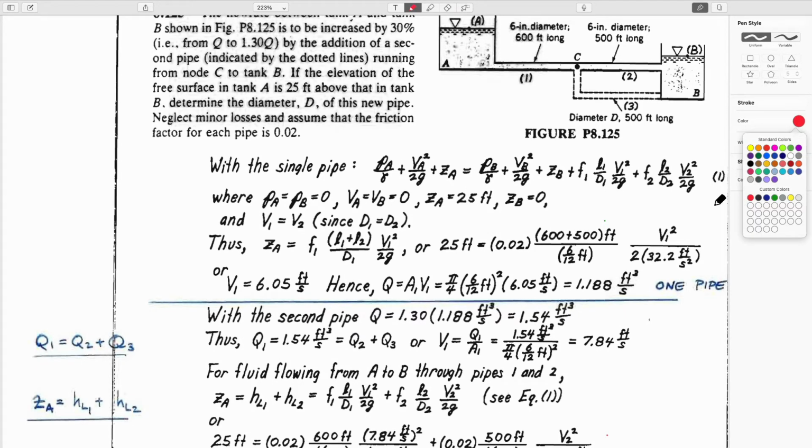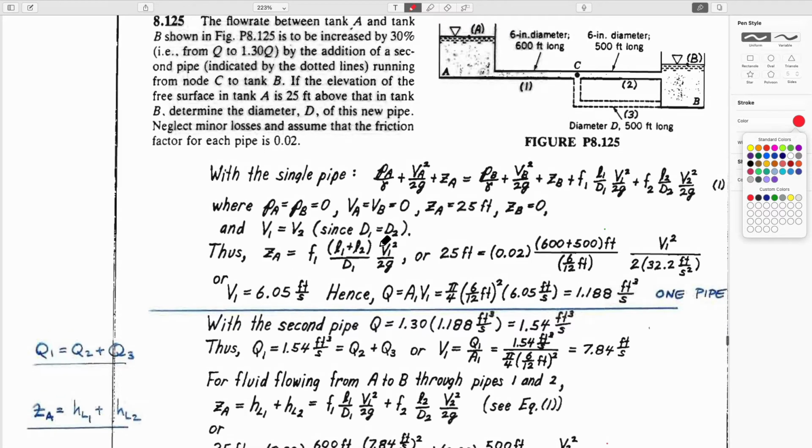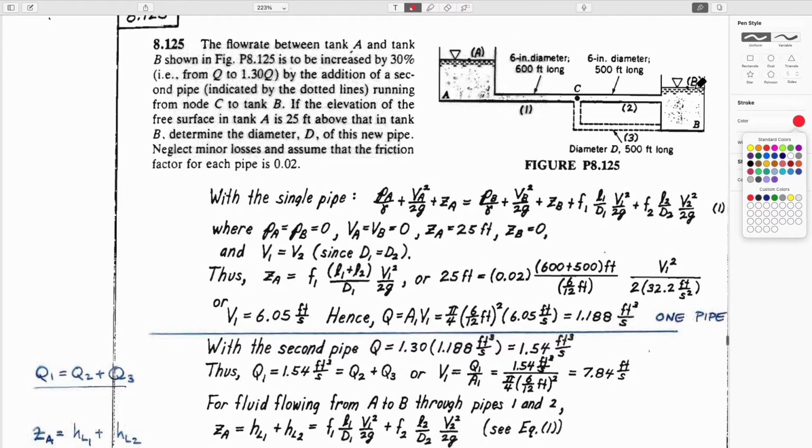I guess it's on the screen, right? And so this is a question that's asking if you have flow from tank A to tank B. Initially you have only this single conduit, a single pipe in the system, and you get a certain flow rate. If you want to boost the flow rate from A to B by 30%, in other words, change Q to be Q times 1.3 by putting in another pipe, this pipe here, how big does this pipe have to be to do that? And so that's the essence of the question.